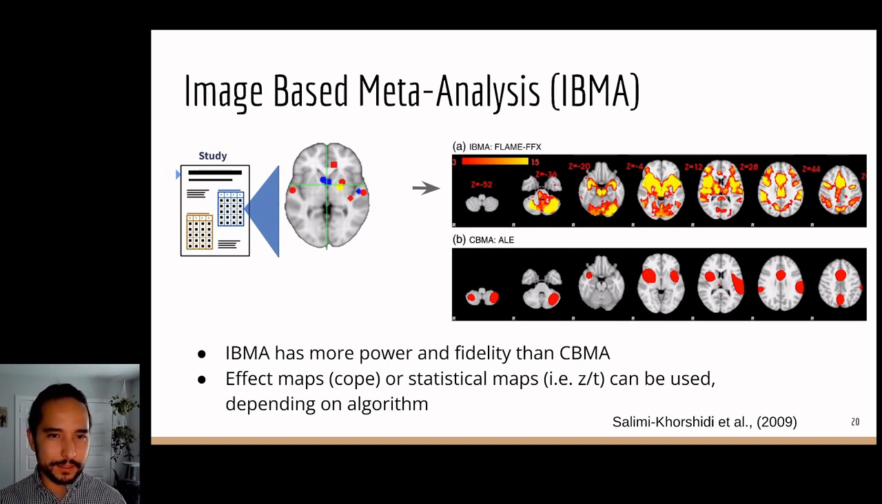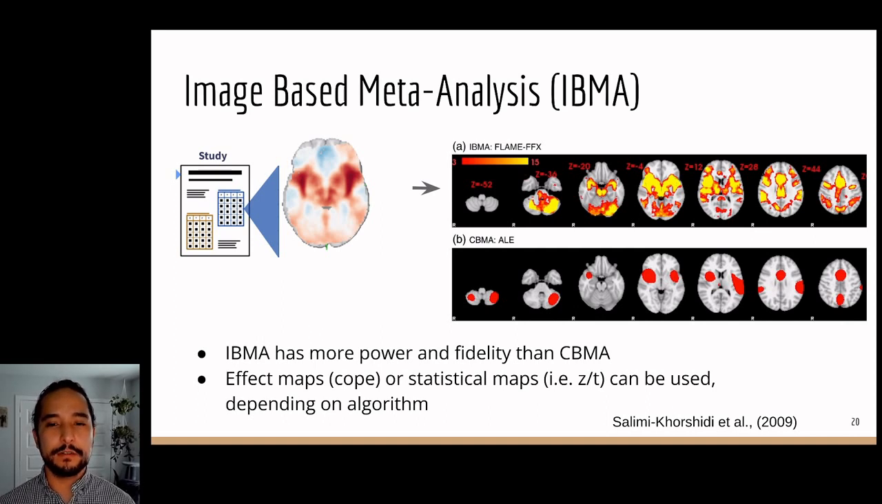So what if instead of having these reconstructed maps, we could have the original statistical images? That is essentially what an image-based meta-analysis is. Image-based meta-analysis follows the same principle as coordinate-based meta-analysis, but instead of using reconstructed maps from the peak coordinates, we get the original statistical images, and these can be either effect maps or statistical maps, so Z maps or T maps. Depending on the specific algorithm you use, you can combine these maps and do an image-based meta-analysis. As a result, image-based meta-analysis has more power and more fidelity than CBMA.